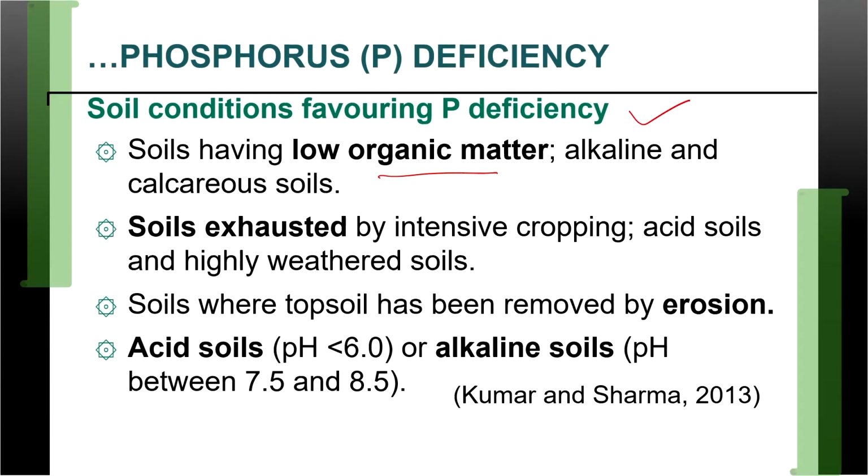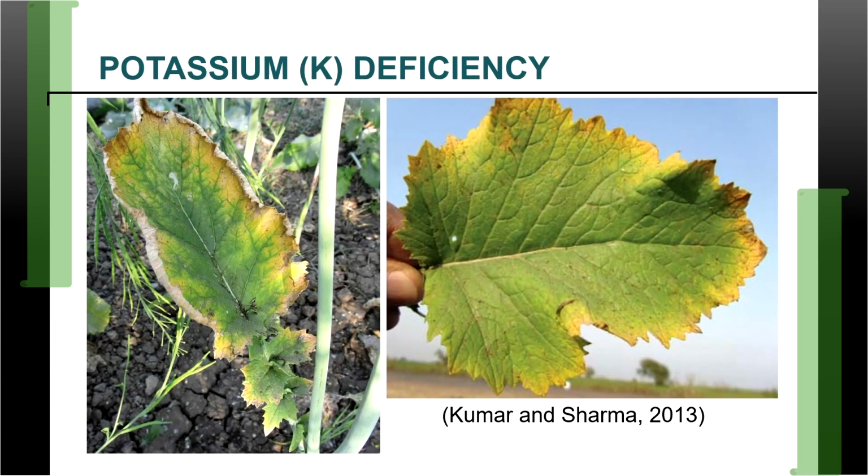Under acidic conditions, it can precipitate with iron and availability will be reduced. Similarly, under high pH condition, it can form octacalcium phosphate or tricalcium phosphate. Therefore, availability is reduced. So overall you need an ideal pH between say 6.5 to 7 or 6 to 7.5. Now, we come to the potassium deficiency symptoms.